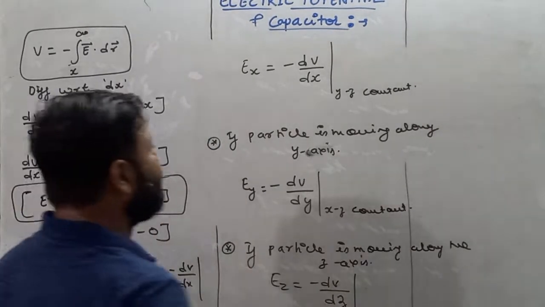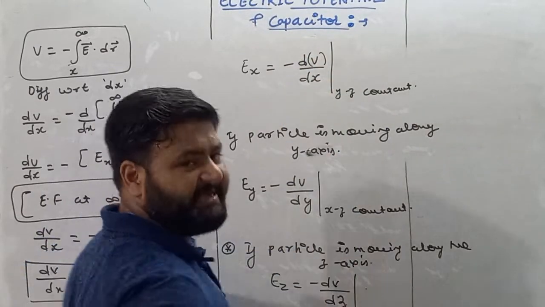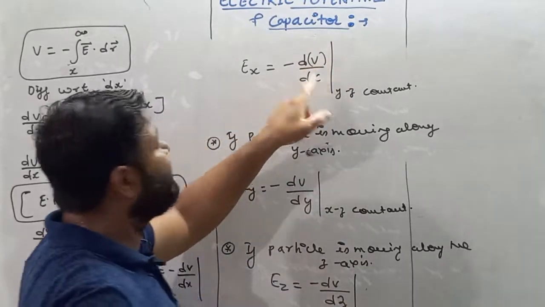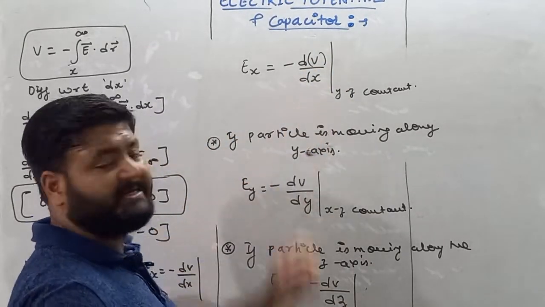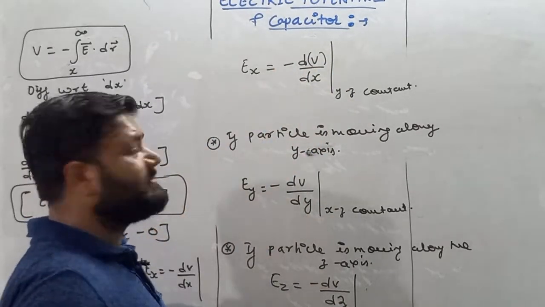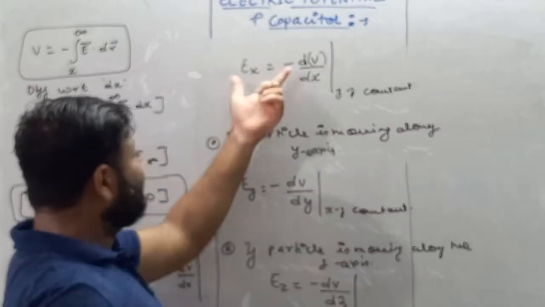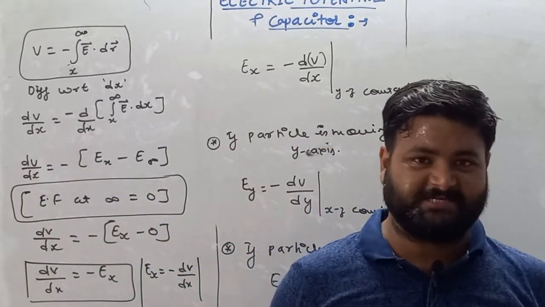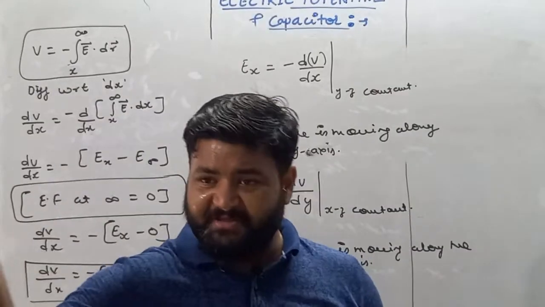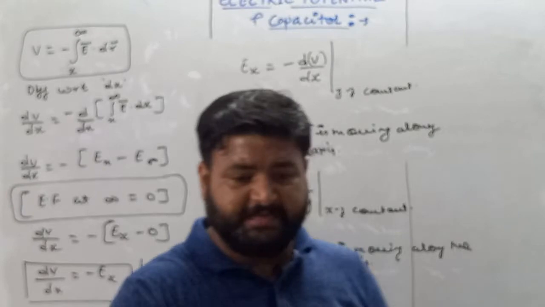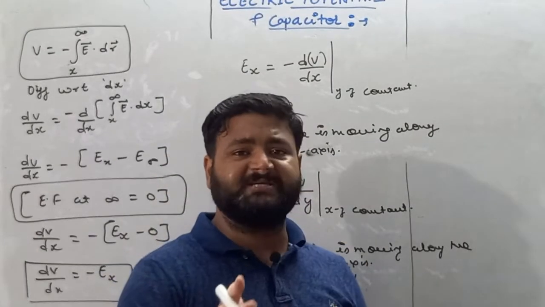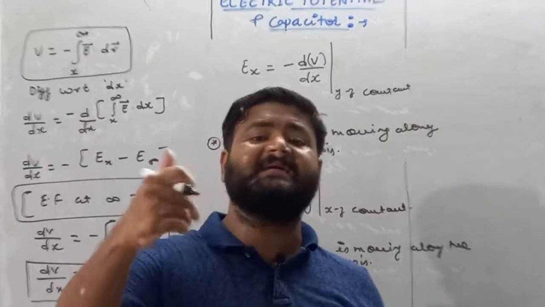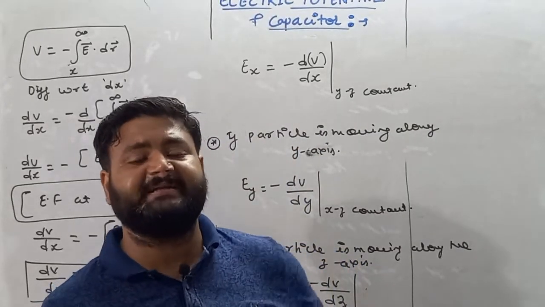So what we see here is, if the potential is given, you differentiate the potential with respect to x, along with a negative sign, and we get the electric field. This negative sign implies that potential and electric field are opposite in nature. As we already know, if we go in the direction of increasing potential, the electric field decreases.